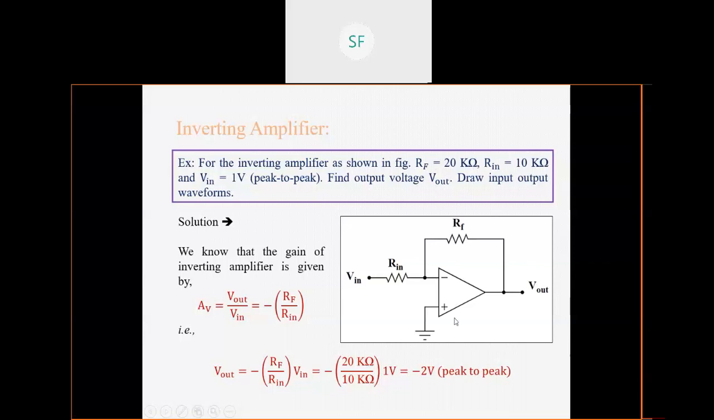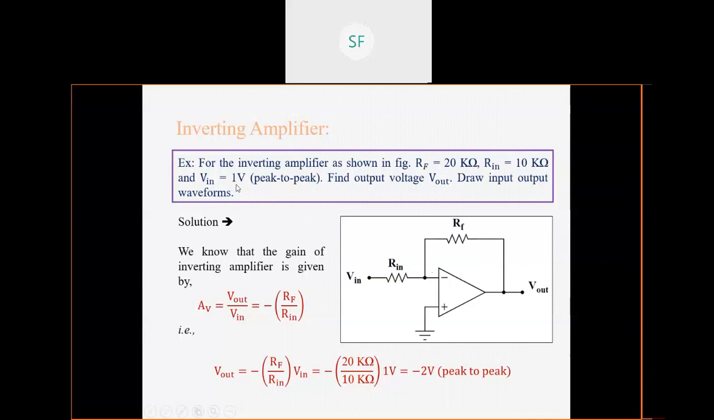So whenever you are using your op-amp in amplifier mode, always remember this feedback will always be given to the inverting terminal. This feedback will always be negative feedback. Okay. All right. So now which parameters are given? RF is given as 20 kilo ohm, that is the feedback resistor. Rin is given as 10 kilo ohm, that is the input resistance.